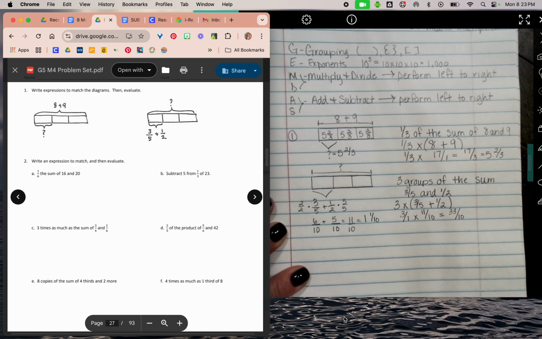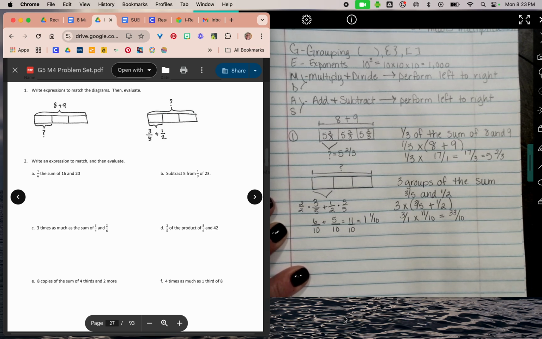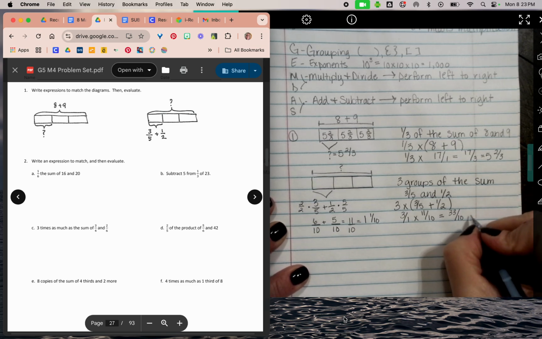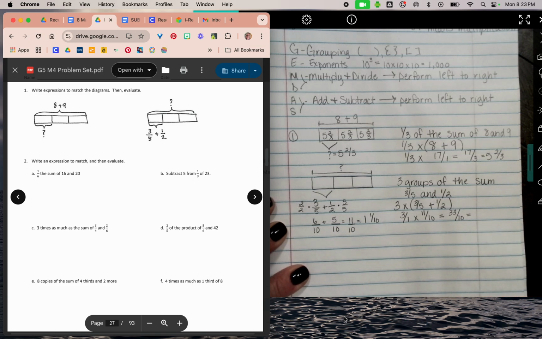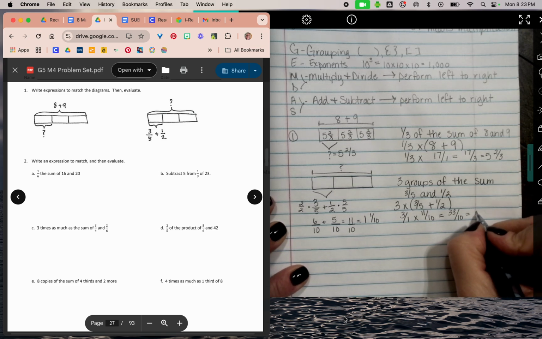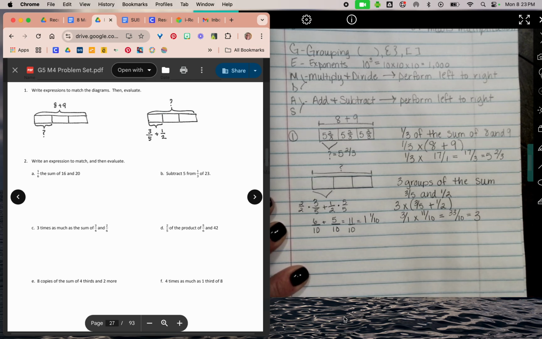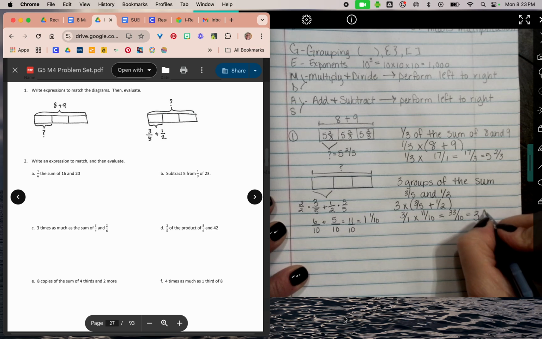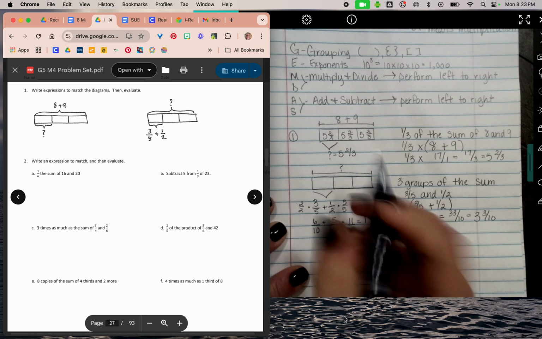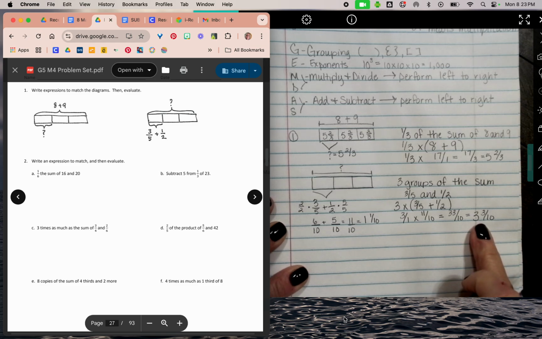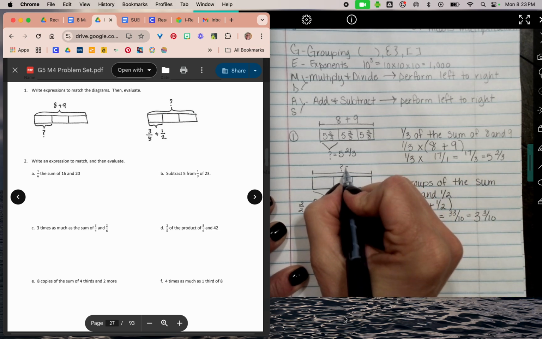Again, we have an improper fraction, so I'm going to take 33 tenths and I'm going to simplify that. 33 tenths simplified, I need to take out groupings of 10 tenths. I can take out 30 tenths. 30 tenths is going to give me the whole number 3. And then I'm going to have 3 of those tenths left over. So 3 and 3 tenths gives me the quantity of this whole.